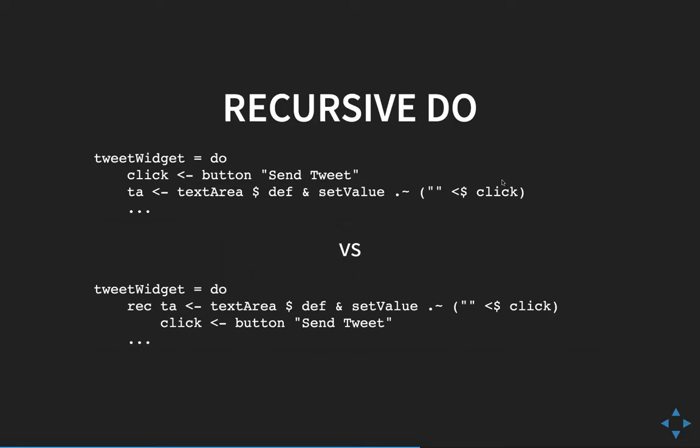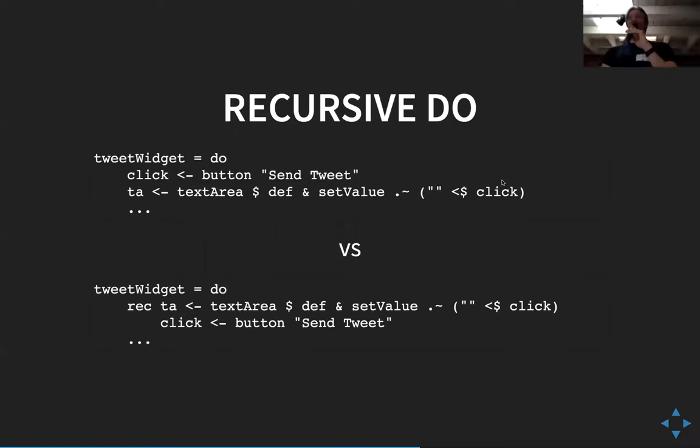What if you want them to be displayed on the screen in a different order? The monad that we are in here is the DOM sequencing monad. So when one thing comes before another thing, that means that the HTML for that thing is going to come before the HTML for the next thing. That's what the monad is about. But we might want to have the send tweet button be after the text area. That's a totally plausible thing to want.